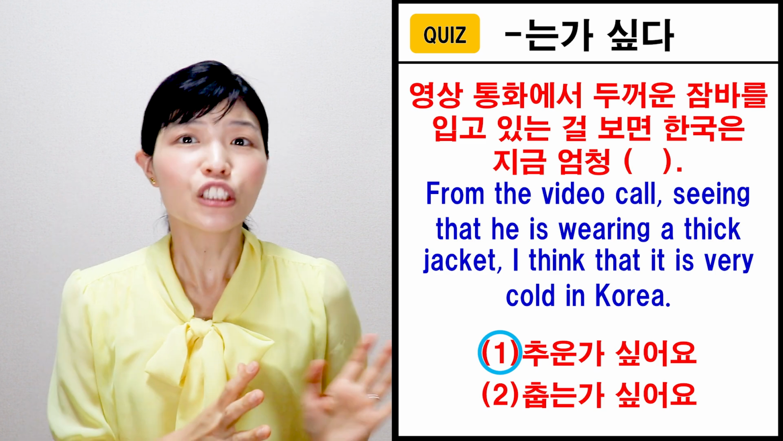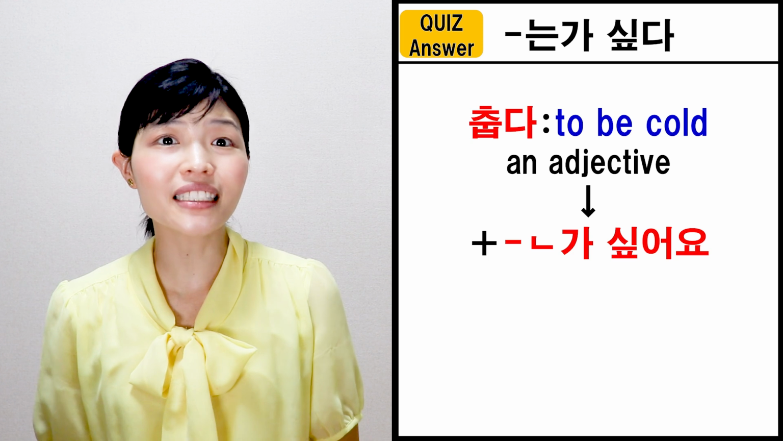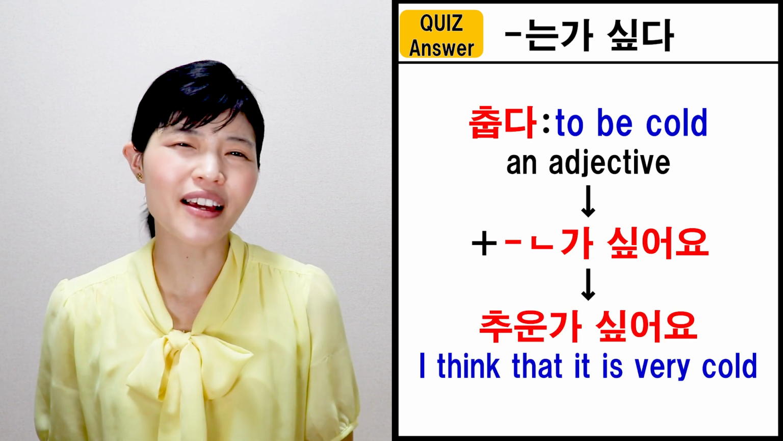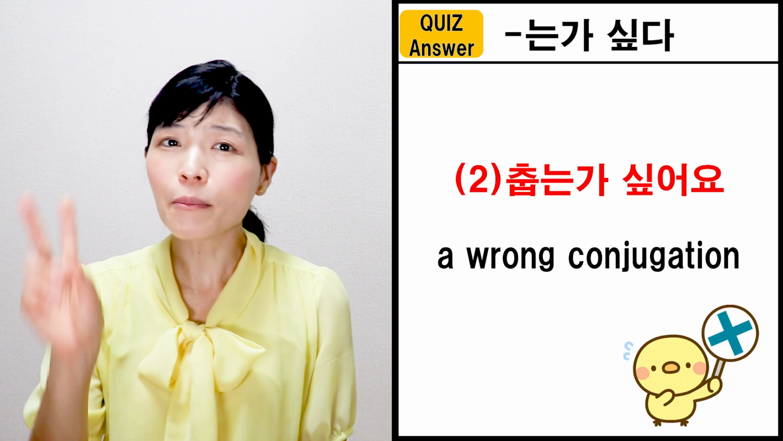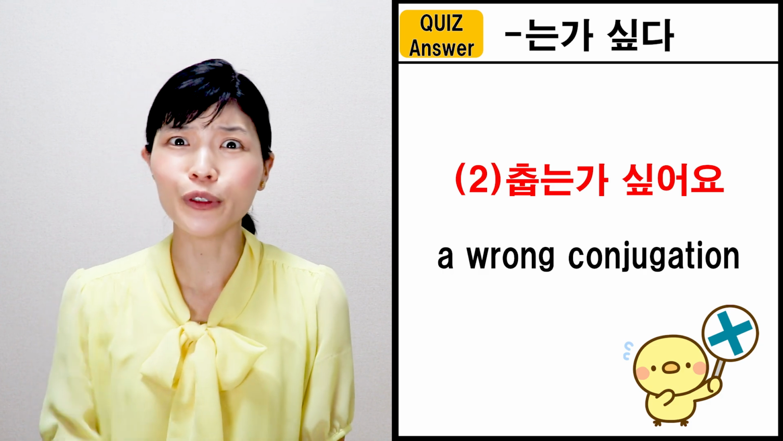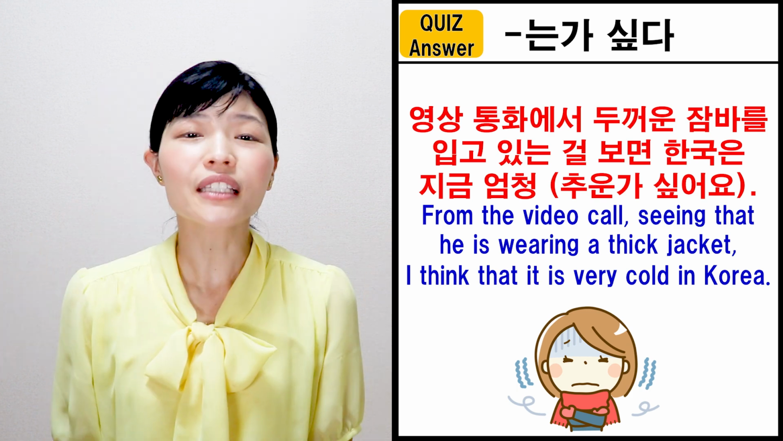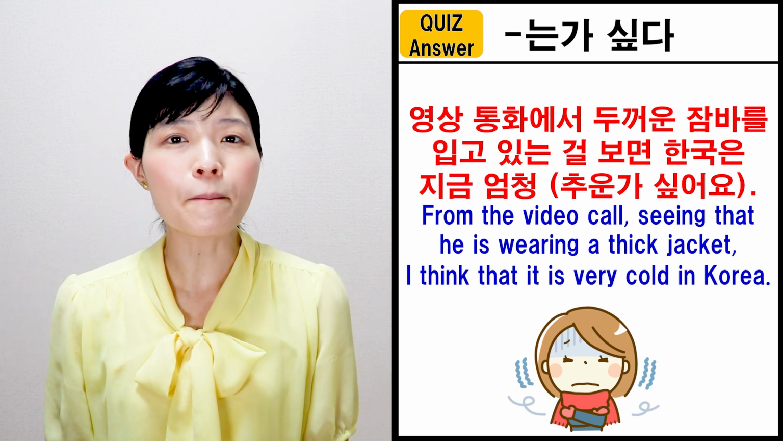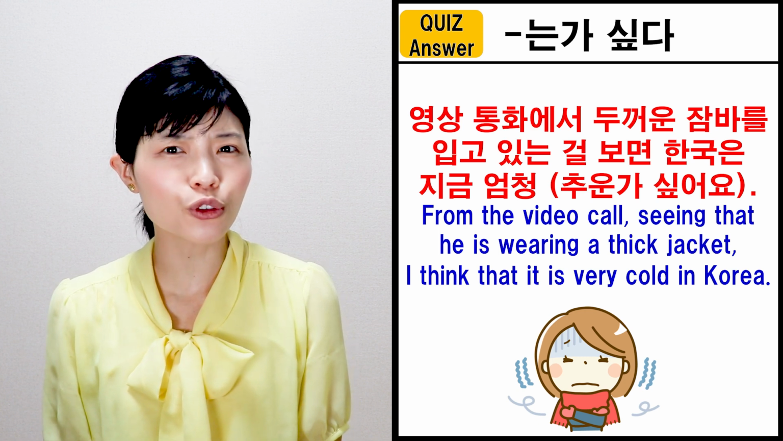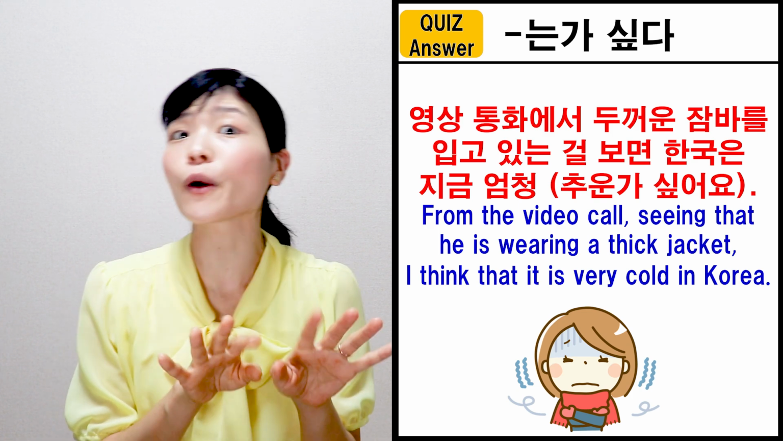춥다, to be cold, is an adjective. Thus, you add 니은가 싶어요 to the stem to make 추운가 싶어요. I think that it is very cold. Number 2, 춥는가 싶어요 is a wrong conjugation, so don't choose it next time. Then let's read the sentence together. 영상 통화에서 두꺼운 잠바를 입고 있는 걸 보면 한국은 지금 엄청 추운가 싶어요. Please read it to speculate about Korean weather.